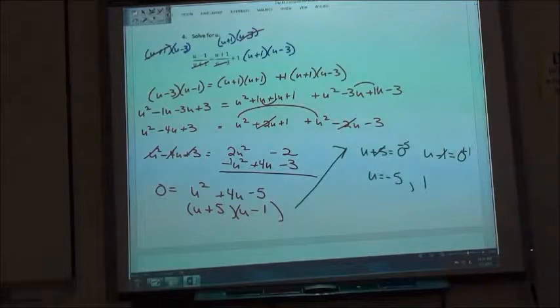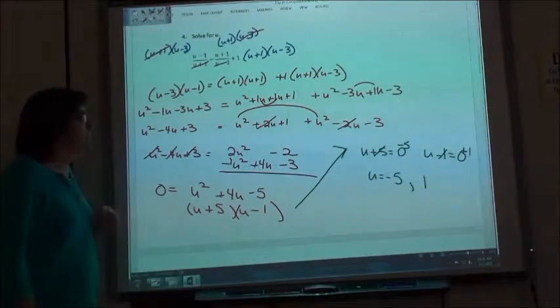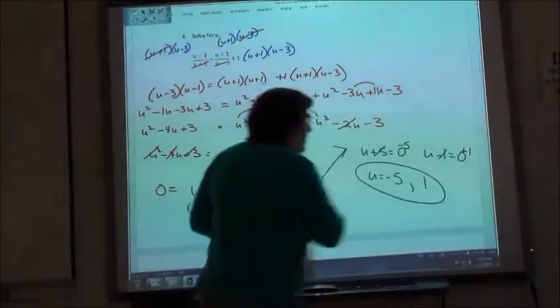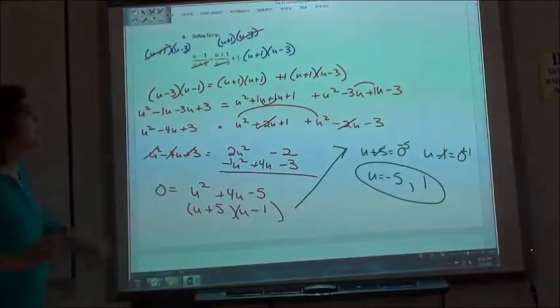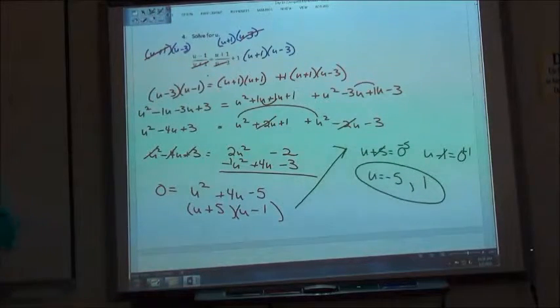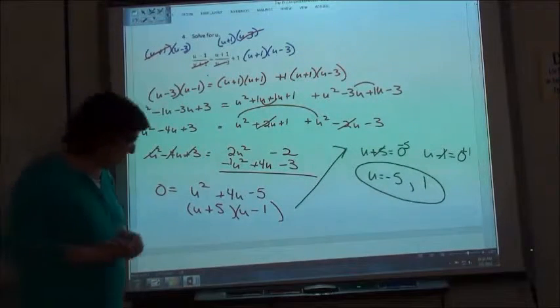If I put in either the minus 5 or the positive 1, do I get any zeros on the bottom? Nope, I don't. So both of those are good. I couldn't have had a negative 1 or a positive 3. Those would have given me zeros. Since I didn't get either of those, both of my answers are good.